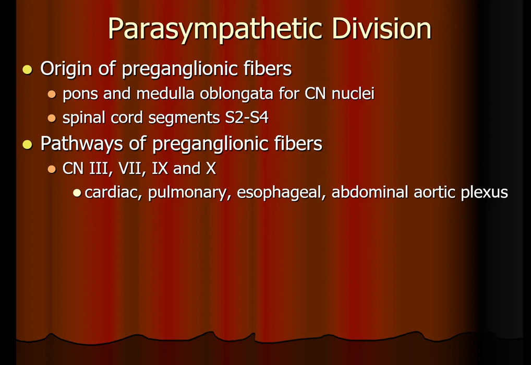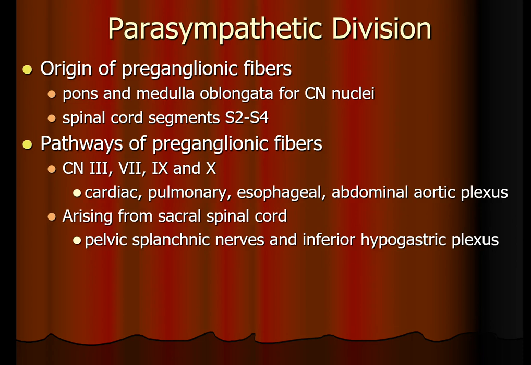Okay? They innervate the cardiac, pulmonary, esophageal, abdominal aortic plexuses. These are nerve networks. We'll just call it nerve networks. And then arising off the sacral spinal cord, these branches will run with these pelvic splanchnic nerves to the inferior hypogastric plexus. Those are some of the lower GI plexuses that they might get involved with.